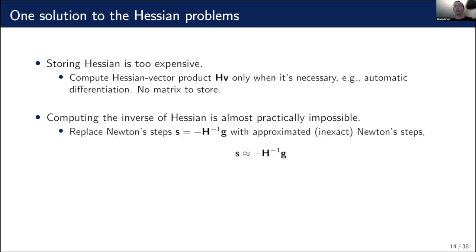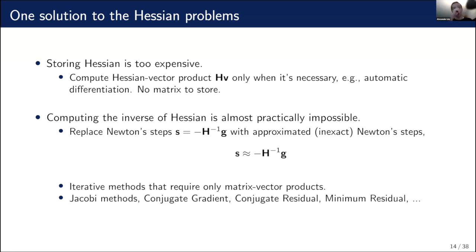Well, in that case, we don't compute the exact inverse. We approximate it, with some measures of approximation. So we use an inexact Newton step instead of an exact Newton step. And there are iterative methods to do that, which only require matrix vector products, meaning the Hessian vector product. Instead of accessing the whole Hessian, you treat the Hessian as an operator: it takes in a vector and you just compute another vector. Examples include Jacobi's method, conjugate gradient, conjugate residual, and minimal residual.